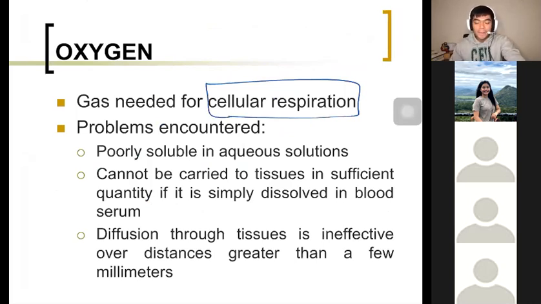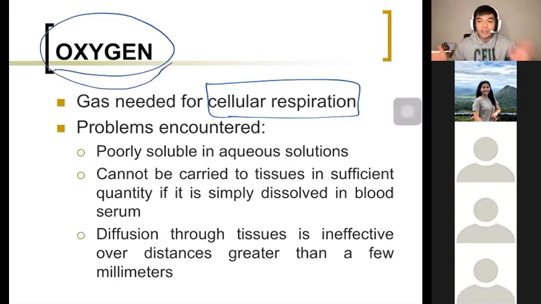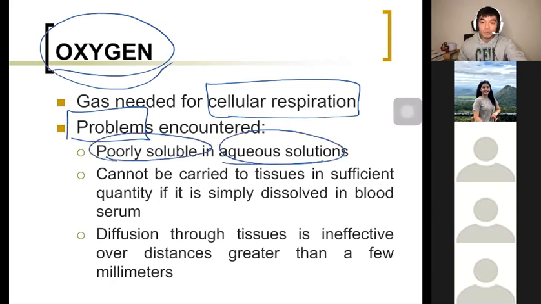Since ang pinanggagalingan ng oxygen ay lungs, kailangan siyang i-distribute into the different parts of the body because all cells need oxygen. However, makinig ha, may kwento to, para mag-gets nyo yung problema. Ang problema sa oxygen is, oo, kailangan siya ng katawan, pero mahirap siyang ipamigay. Ang hirap niyang ipamigay. Ano ang mga dahilan? Unang problema sa oxygen is, hindi siya humahalo sa aqueous solution. Ano bang example natin ng aqueous solution? Plasma, dugo.